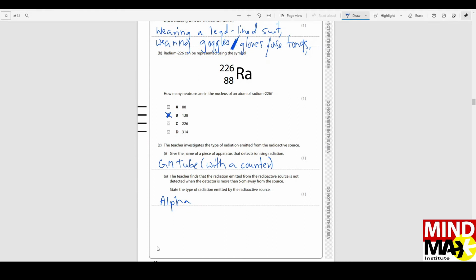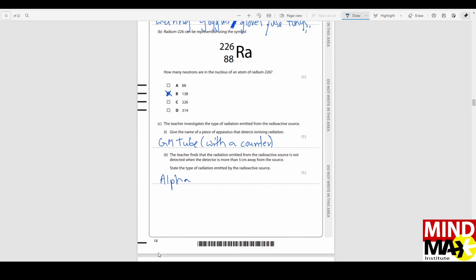Then the teacher is saying that the detector cannot detect the radiation if the detector is moved 5 centimeters away from the source. So just by taking the detector 5 centimeters away from the source, the detection stops. That means what? That means it is something which gets very easily absorbed by air. The only thing that gets so easily absorbed by air is alpha.